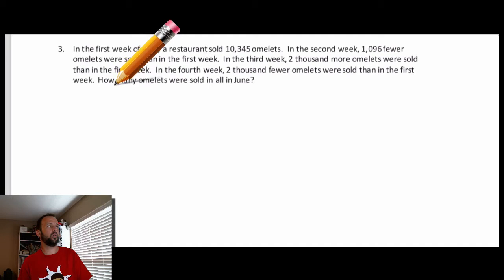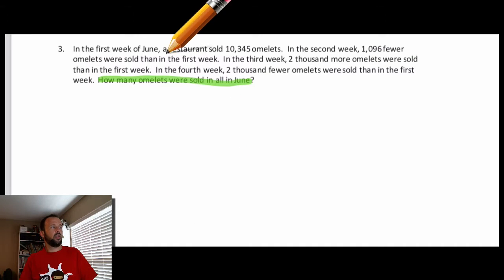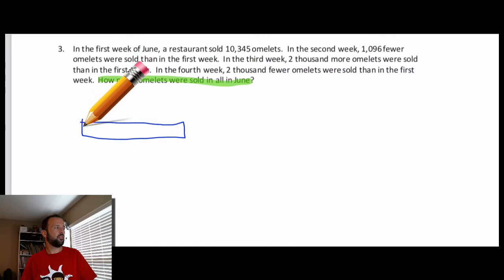Because what they want to know is how many omelets were sold in all of June. Okay, so in those 4 weeks, how many omelets were sold in all? So we know that in the first week, they sold 10,345 omelets. So I'm going to go ahead and start my tape diagram, and I'm going to draw that in here first. I'm going to start with that.